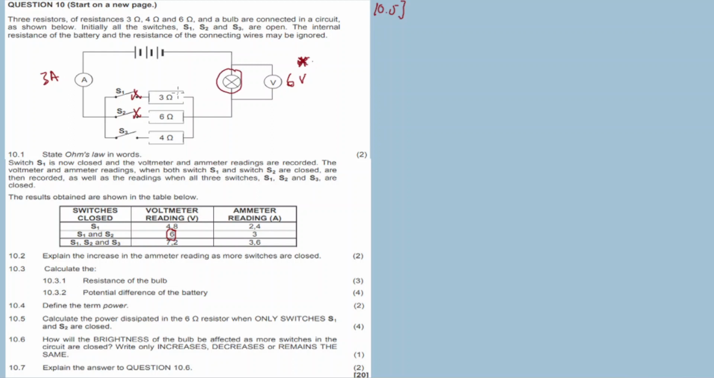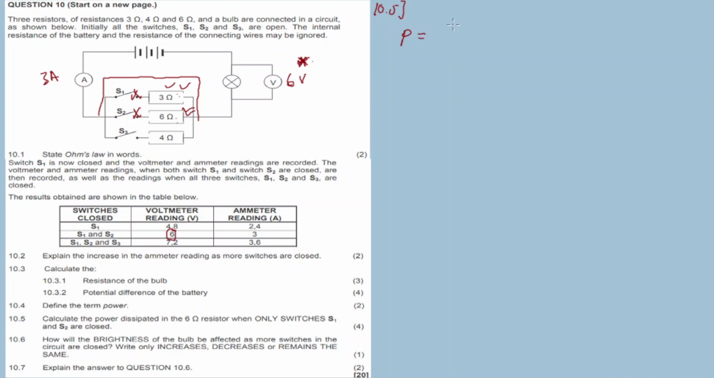But for now, let us focus our attention here. This bulb and these 2 resistors are connected in series, but the 3 and the 6 are connected in parallel. A parallel connection is a current divider, but the potential difference remains constant. The potential difference for 3, the potential difference for 6, is the same, as well as the potential difference across this parallel connection.